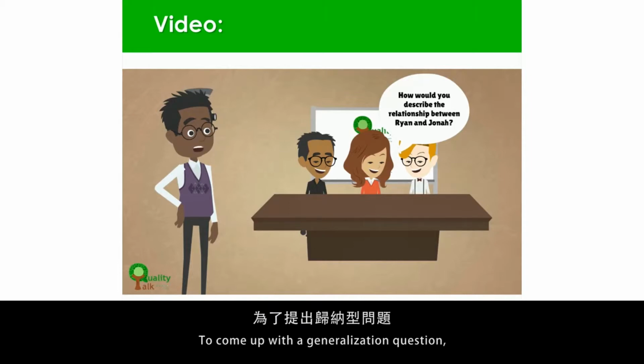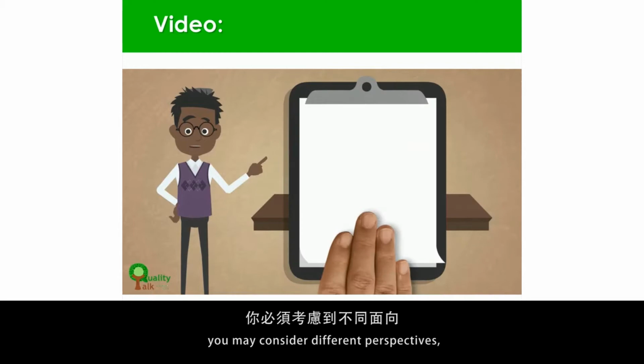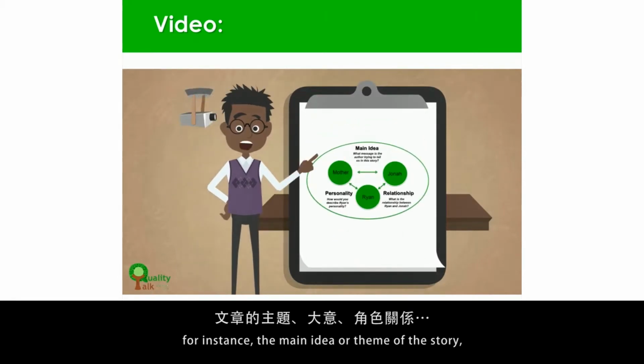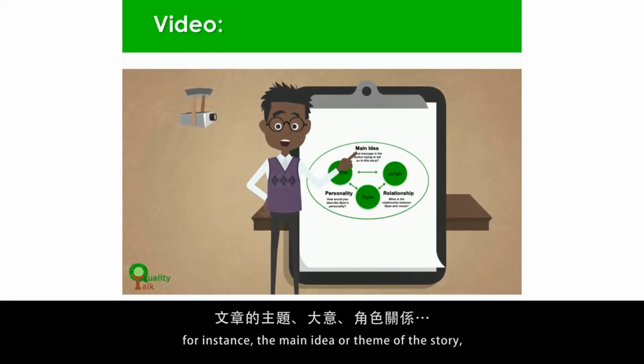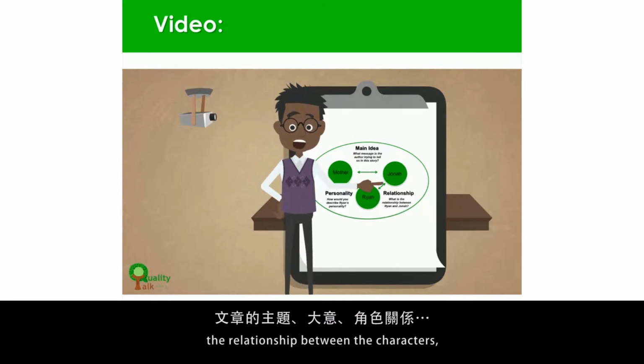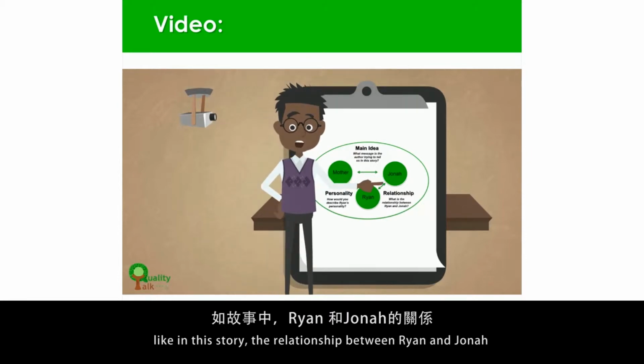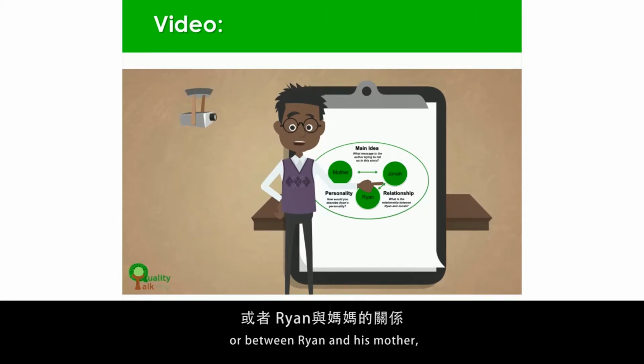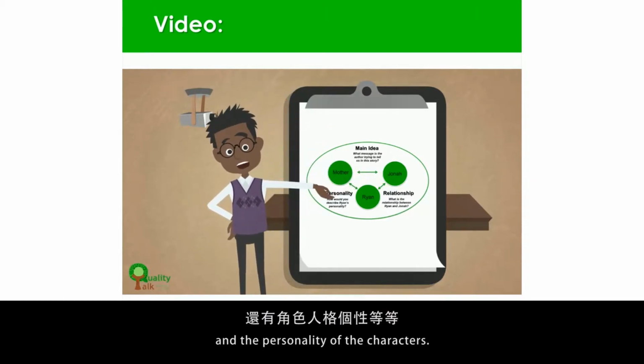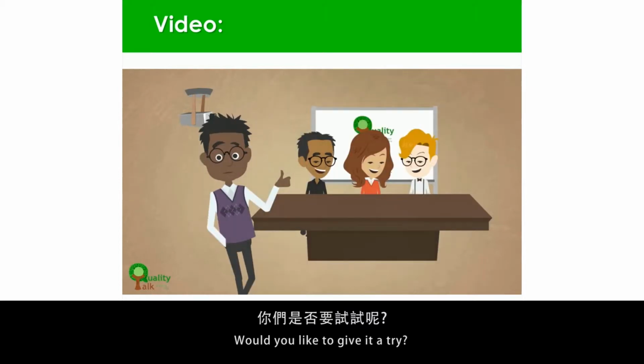To come up with a generalization question, you may consider different perspectives. For instance, the main idea or theme of the story, the relationship between the characters, like in this story the relationship between Ryan and Jonah, or between Ryan and his mother, and the personality of the characters. Would you like to give it a try?